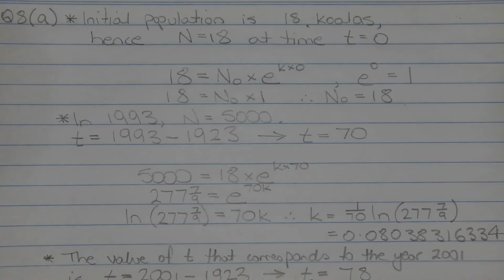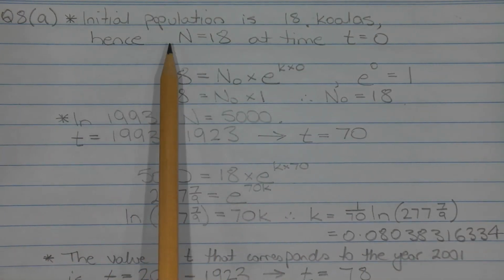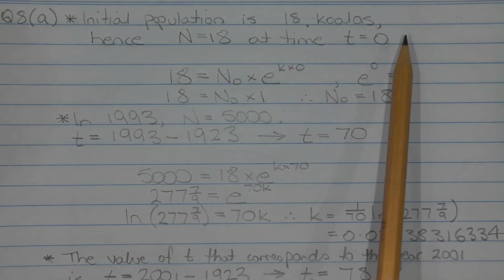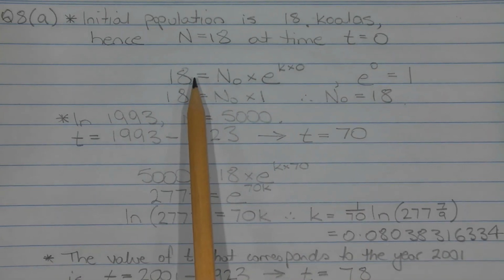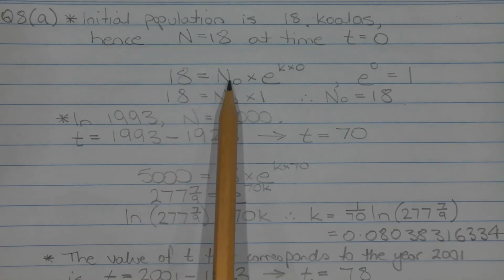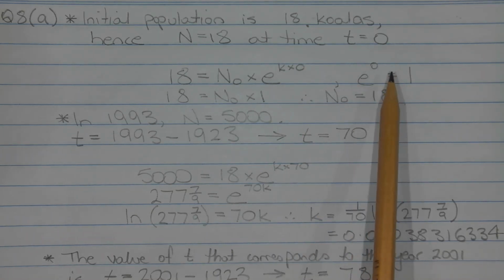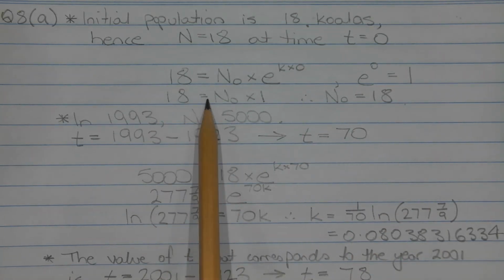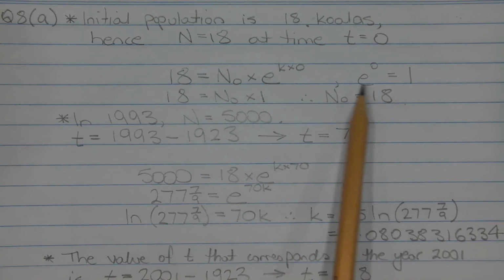The first step is to find n naught. So the initial population is 18 koalas. Hence, n equals 18 at time t equals 0. Substituting 18 for n and 0 for t into the formula n equals n naught times e to the power of kt, we have 18 equals n naught times e to the power of k times 0. Now note that e to the power of 0 is equal to 1. So 18 equals n naught times 1, therefore n naught equals 18, and n naught represents the initial population of koalas.